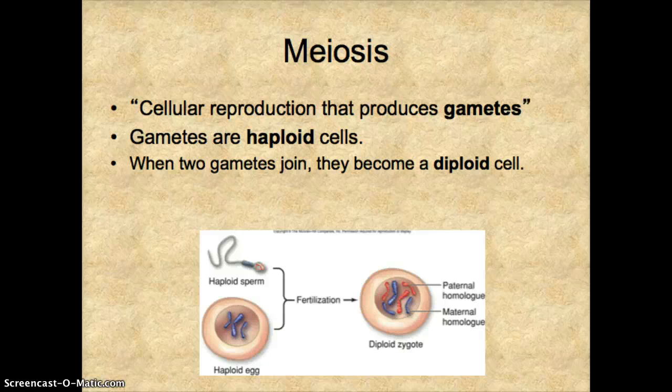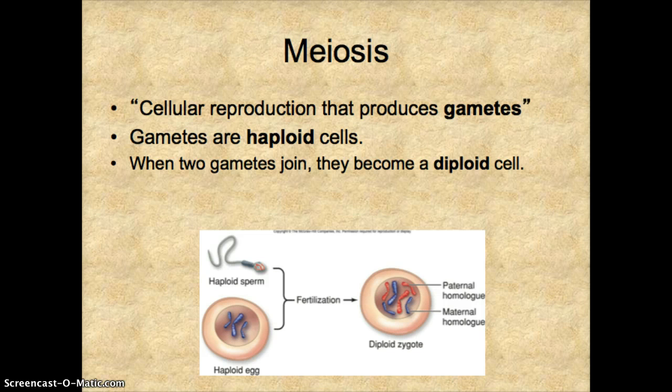When we talked about mitosis, we talked about cells that were being created for growth, for development, and for repair. In meiosis, we are creating cells that will be used specifically for reproduction. We're going to produce gametes. This is egg and sperm.